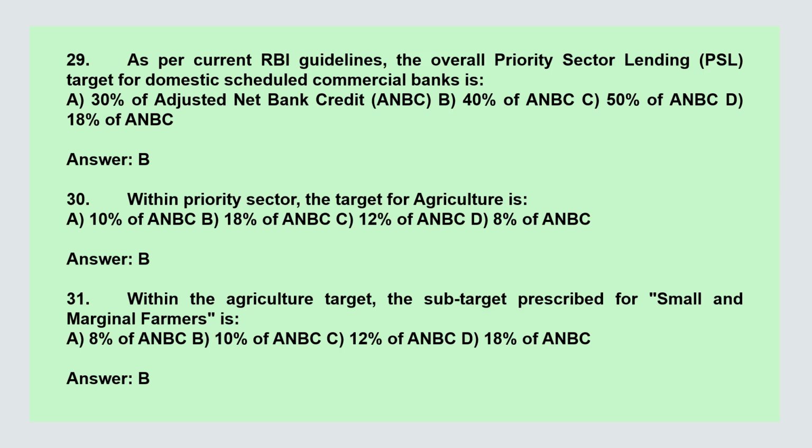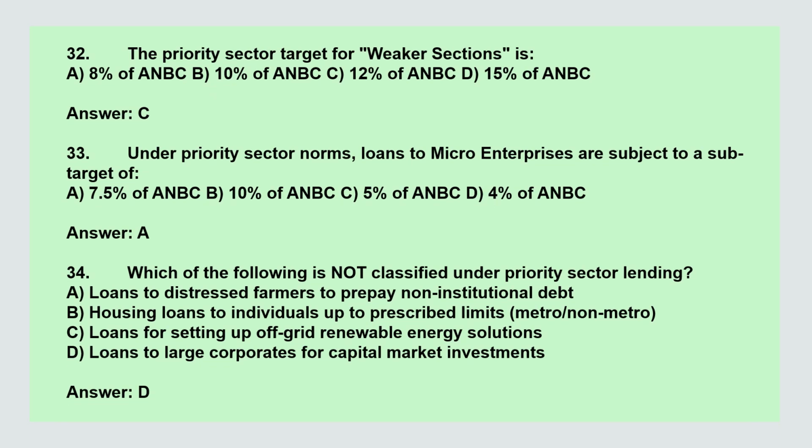of ANBC. Within priority sector, the target for agriculture is option B, 18% of ANBC. Within the agricultural target, the sub target prescribed for small and marginal farmers is option B, 10% of ANBC. Priority sector target for weaker sections is option C, 12% of ANBC.